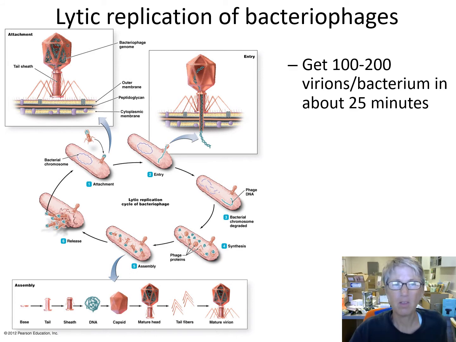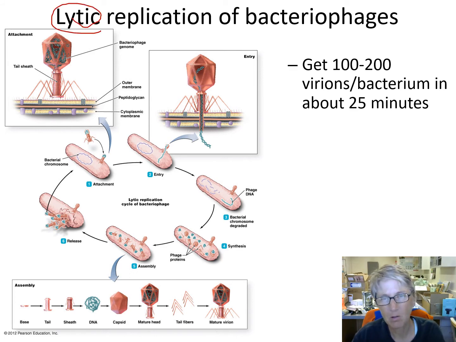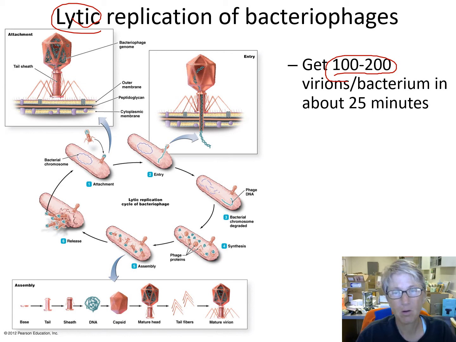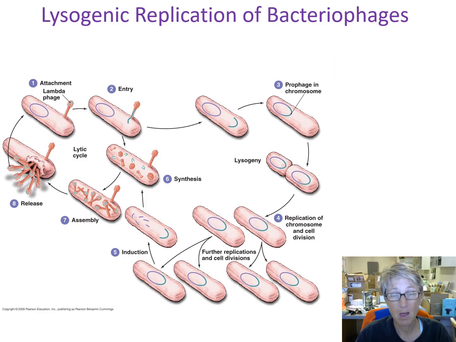With this process, this lytic replication of bacteriophages or bacterial viruses, you can get about 100 to 200 virions per bacterium in about 25 minutes. You can make a lot. So that was lytic replication of bacteriophages.